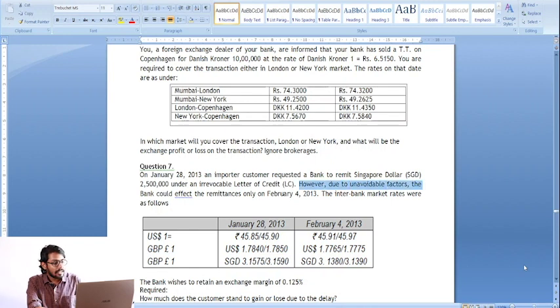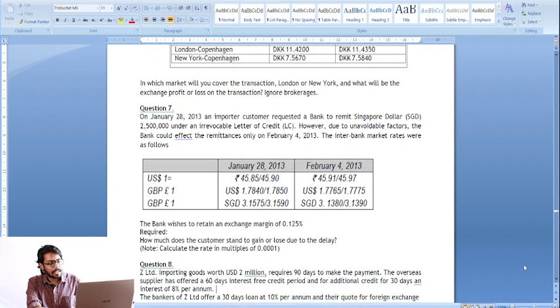However, due to unavoidable factors, the bank could not effect the remittance. The bank could effect the remittance only on 4th February 2013. The interbank market rates were as follows. So, you are given the interbank market rates. The bank wishes to retain an exchange margin of 0.125%. Please underline the exchange margin of 0.125%. There is a discussion to be had with the exchange margin. Have a note on what the discussion is, so that when you revise this document you suddenly know what the important points are and where the discussion is to be had.